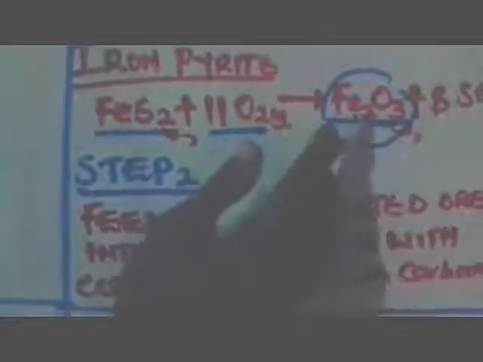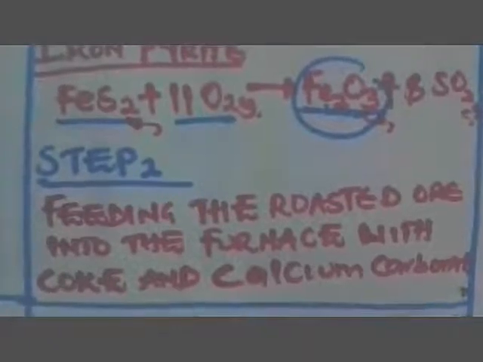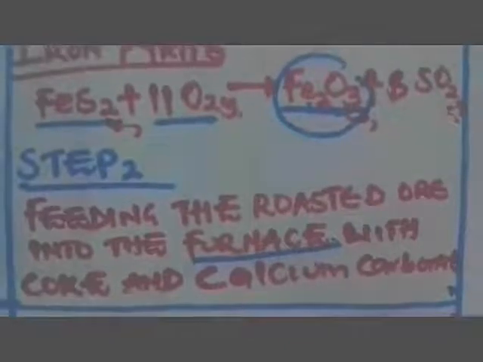Now, step 2: we are going to feed what you have obtained, that is the iron 3 oxide, into a tank which we are calling the blast furnace. So we are feeding it in the furnace, and that furnace we are calling the blast furnace. After obtaining your ore, which is now iron 3 oxide, we are going to feed the ore into the blast furnace. Try to look at this word properly: the blast furnace. You can see that it is a simple tank which they use to purify the ore.